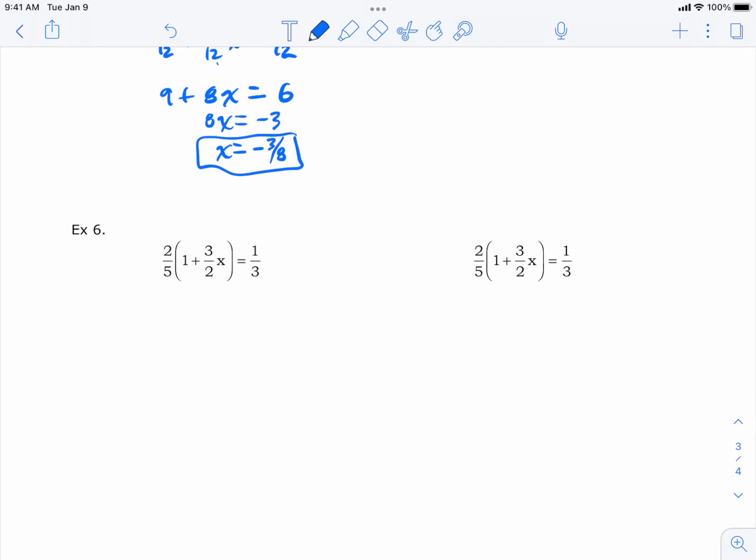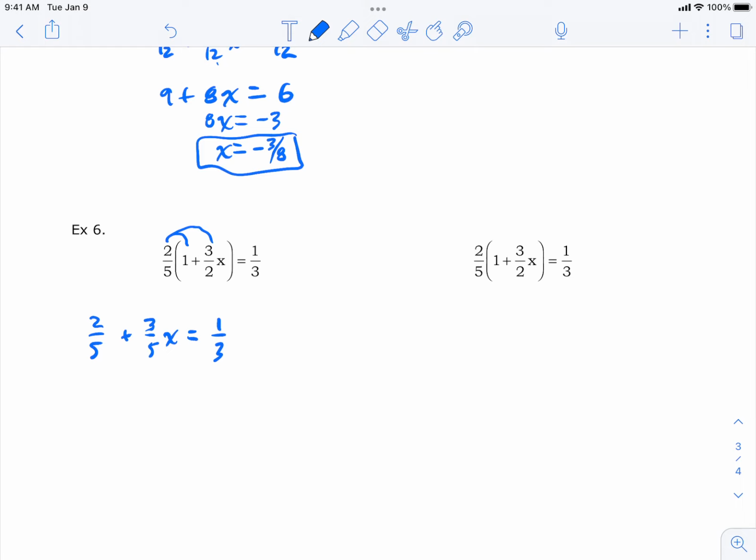If I were to do this brute force, I would have to multiply 2/5 times 1. Okay, that's not so bad. Anything times 1 is itself. I'd have to multiply 2/5 by 3/2. I hope you can see those 2's are canceling, leaving me with 3/5 times an x equals 1/3.